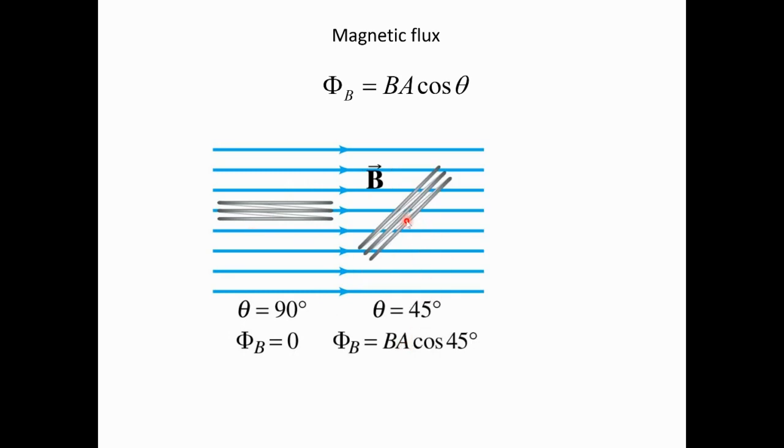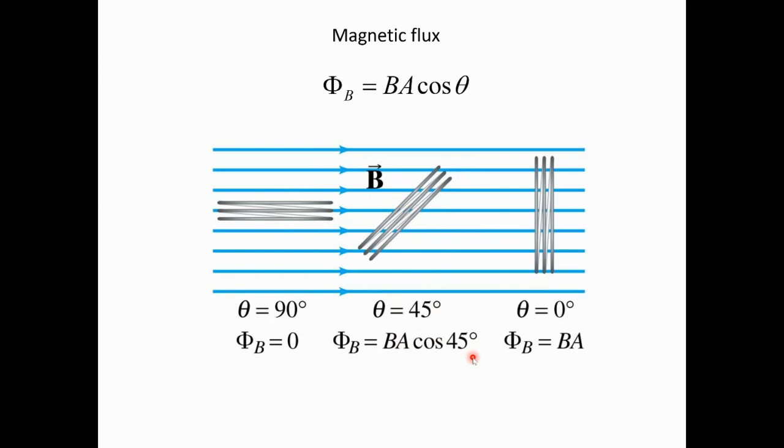Rotate it 45 degrees. Now we have some flux, right? The theta is 45 degrees, so we have a cosine 45 degrees in here, BA times that. And you get the most flux when the area is perpendicular to the magnetic field, and the angle is 0, and you have cosine of 0, which is 1.